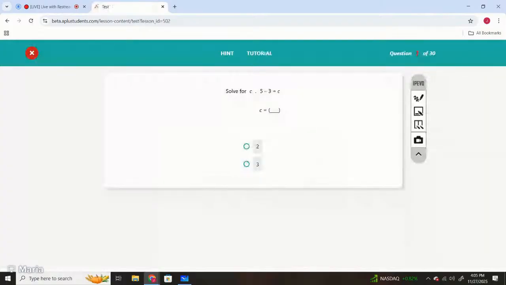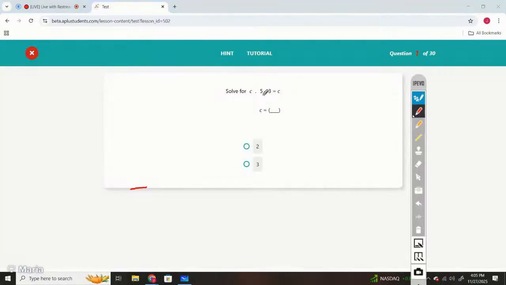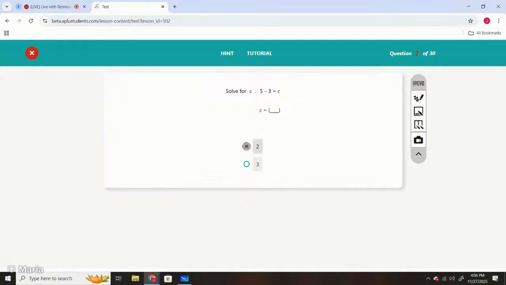Solve for C. C equals 5 take away 3. 5 minus 3 is 2. So C is equal to 2. Option number 1 is the correct option, that is 2.